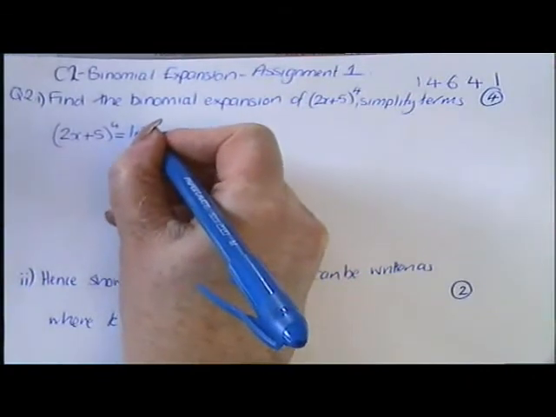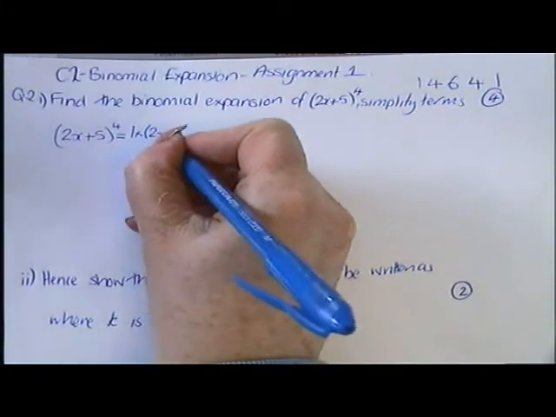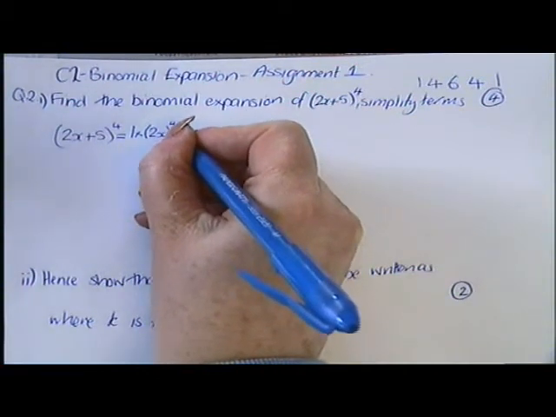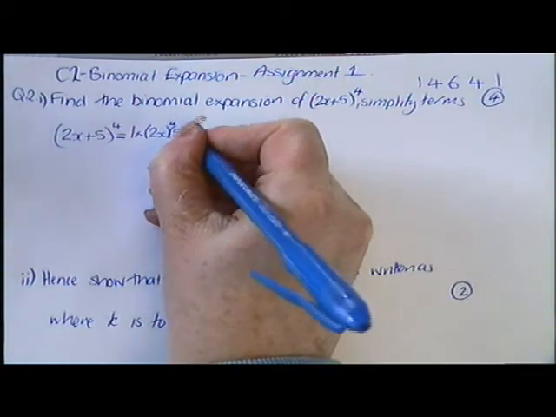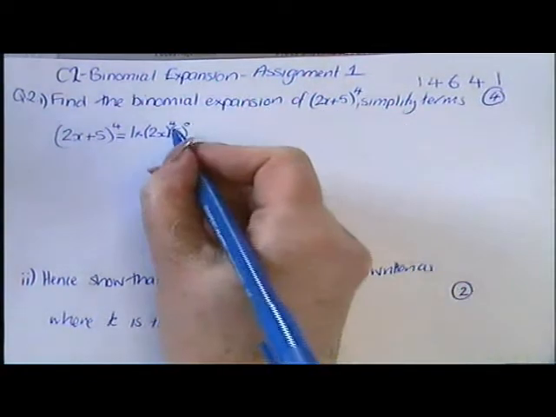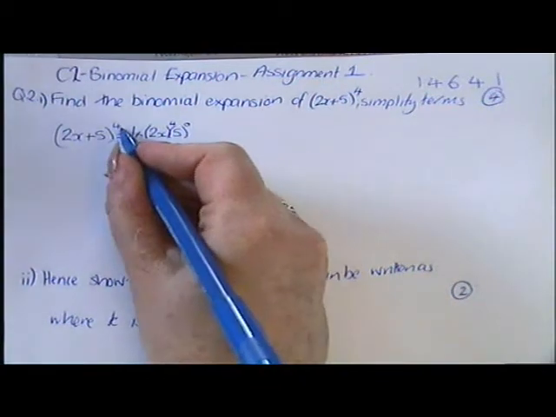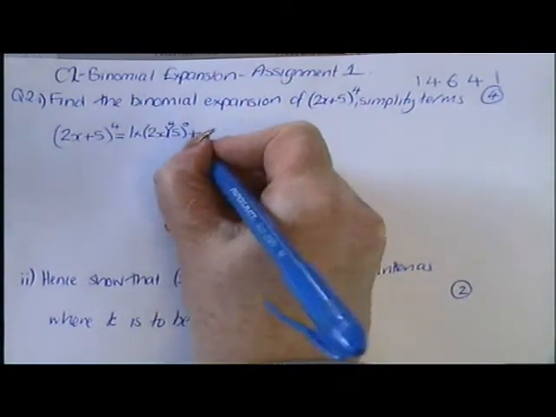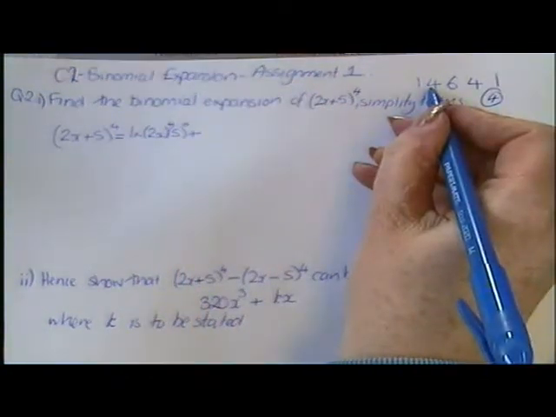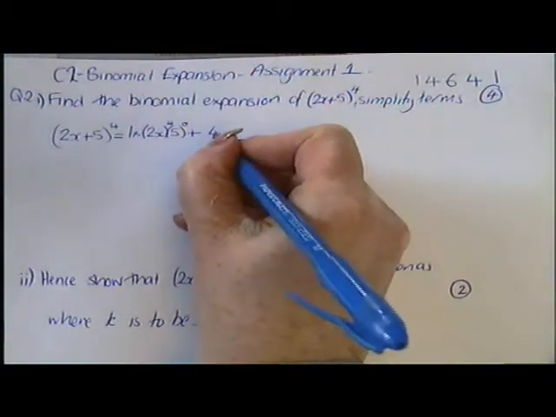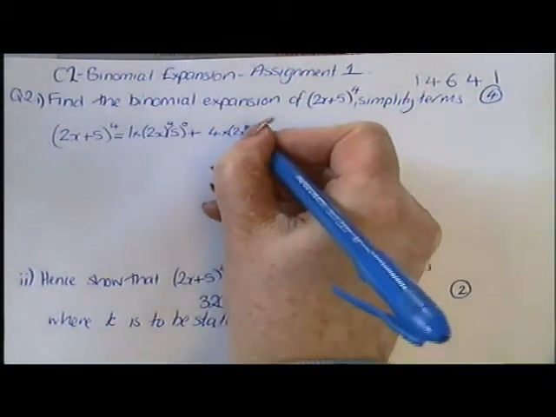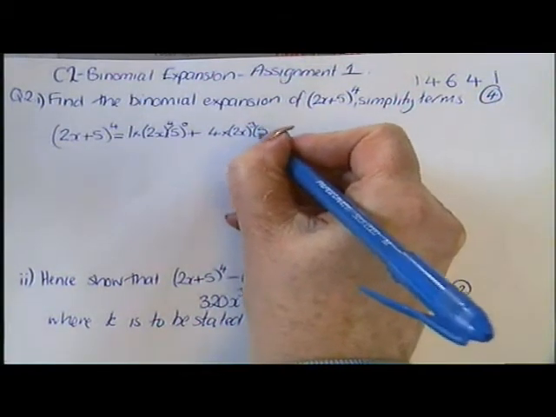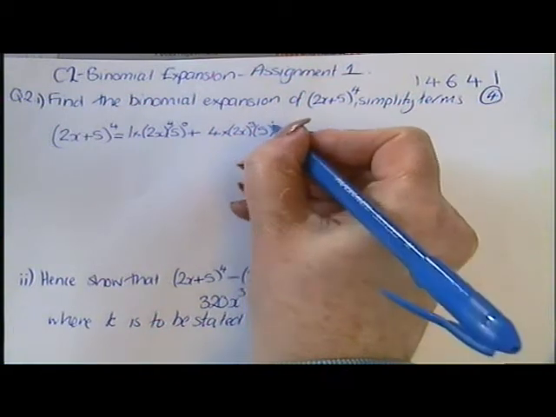and we need to take the left hand side, which is the 2x, taking the whole thing, to the power of 4, and our right hand side, which is positive 5 to the power of 0, noticing that the powers add up to the final power of the expansion, power of 4. Add our second term, which has a coefficient at the beginning of 4, times our 2x, we're raising that to the power of 3, going down by 1 each time, and our power of 5 is now going up by 1.